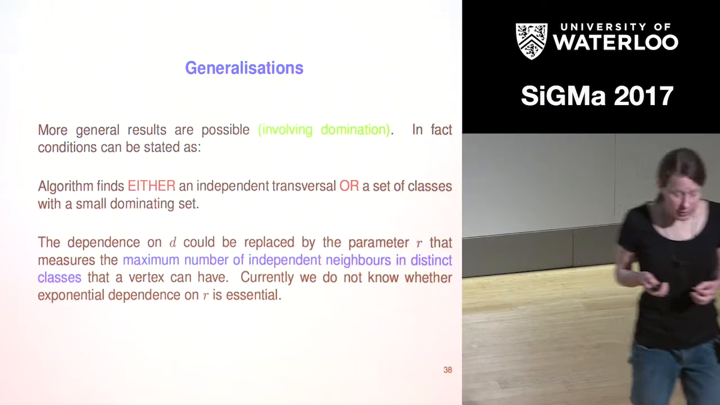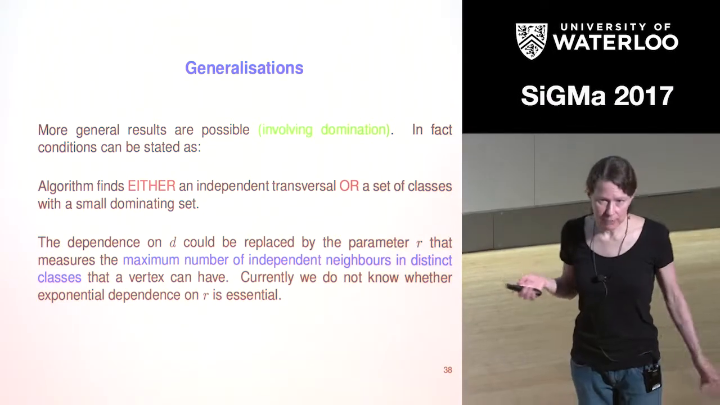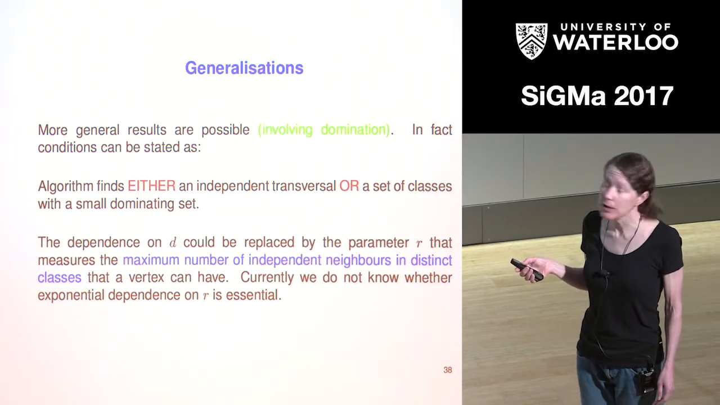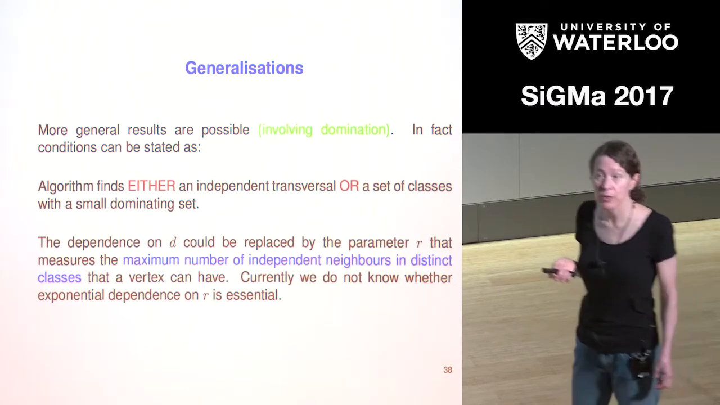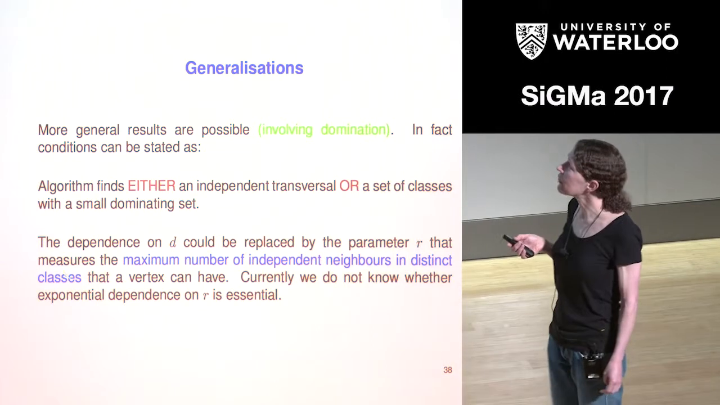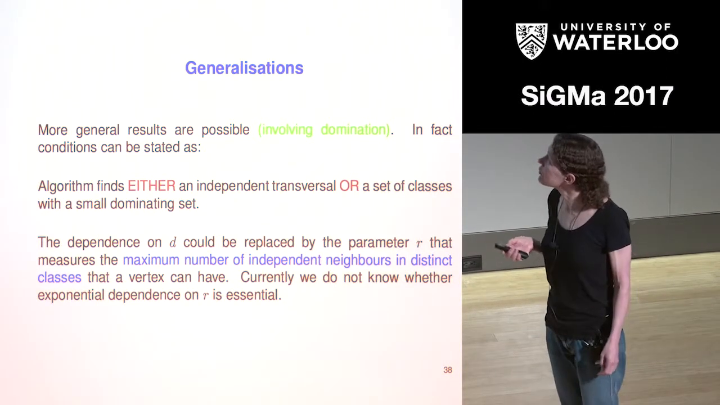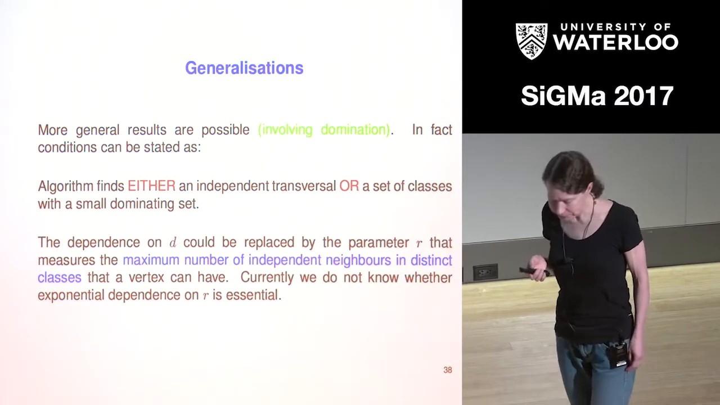But I would comment further that we don't actually know, so this is, as I mentioned, very much work in progress, and we don't know at the moment whether that exponential dependence on R is essential. And our hope is that it isn't. It's somehow an artifact of the way we measure the progress, and we hope that this can be improved also, and to remove this also.